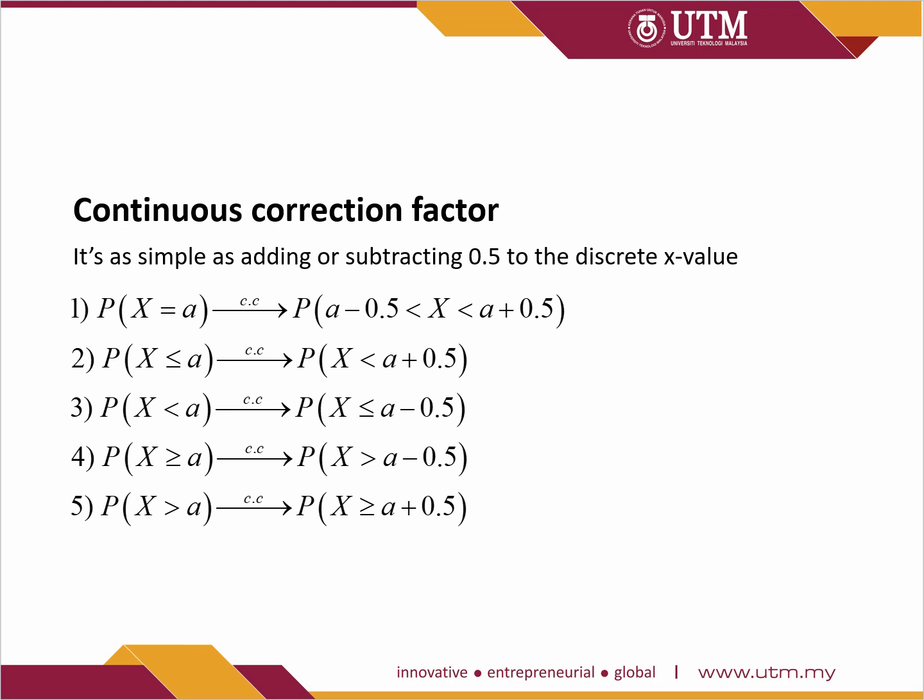So this is the general formula for the continuity correction factor. Remember, every time you need to do the normal approximation for binomial and also for Poisson, you have to do this continuity correction factor before you solve the problem.